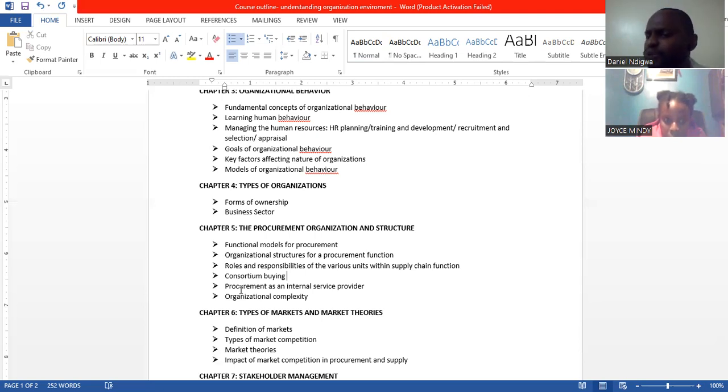Look at companies like Uchumi that have gone down. Companies like Nakumat. Remember Nakumat? Yes. Or you were not born during that time? I was born. So Nakumat went down, Uchumi went down, and other companies like Tuskys. And one of the reasons basically is the issues of procurement and lack of accountability. Then organizational complexity, we also look at that.